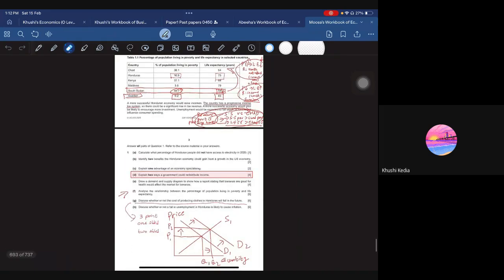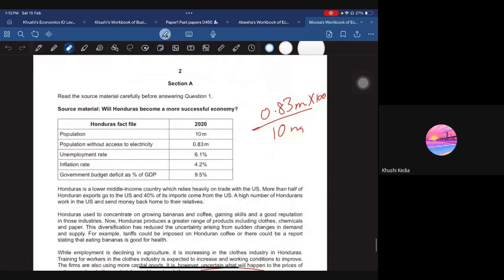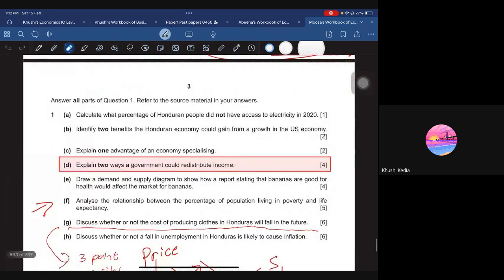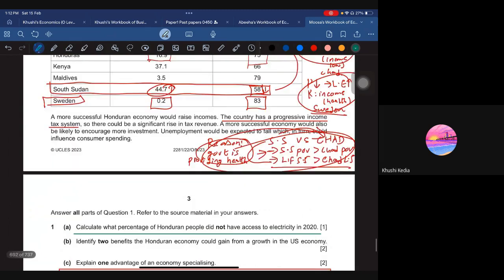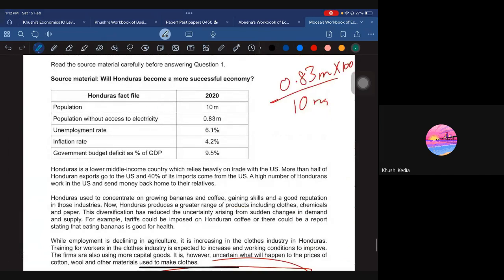that the question was about calculate what percentage of Honduran people did not have access to electricity in 2020, right? Now, people without access to electricity is 0.83 million, and the total population is 10 million, right? So I have done this. So is this right? Sorry, 8.3%. Is this right?